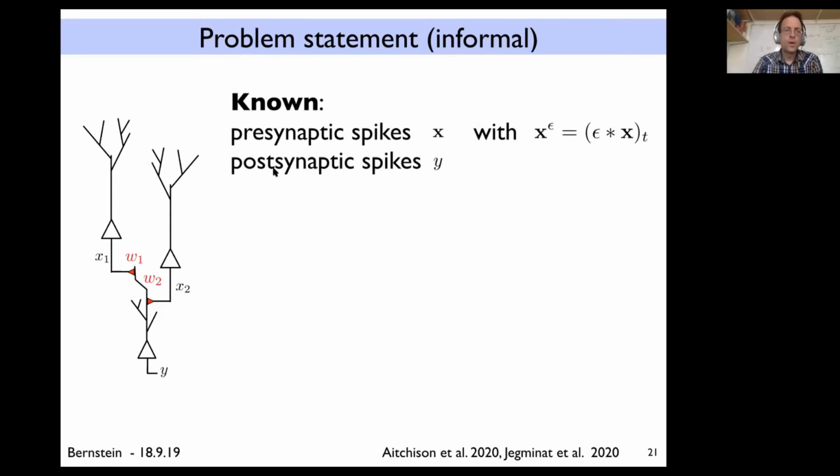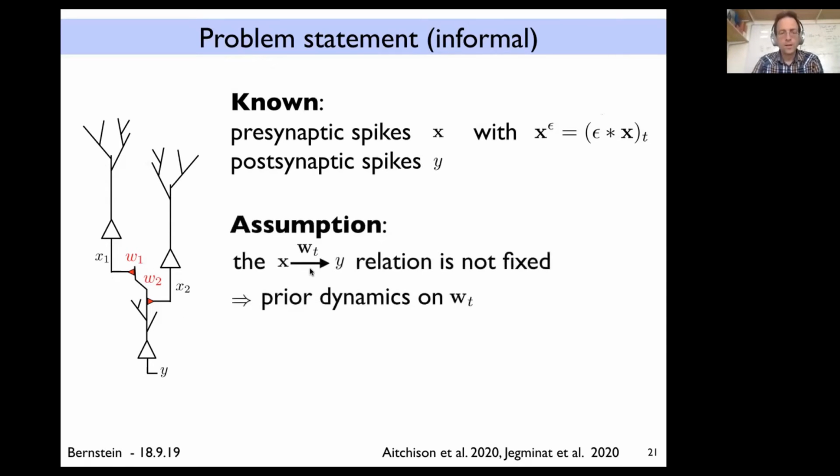Essentially, we assume here that we have access to the presynaptic spikes. And at the end, we will have access to the filtered spikes. So x epsilon is the convolution of x with epsilon. I should have written it the other way around. And the postsynaptic spike y.